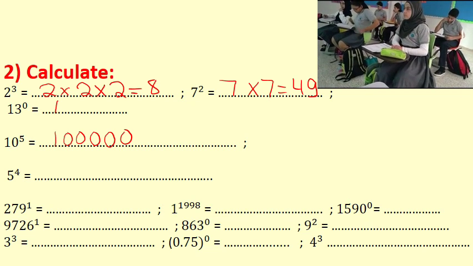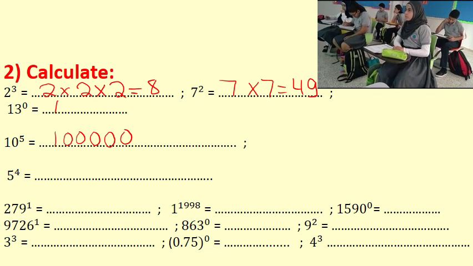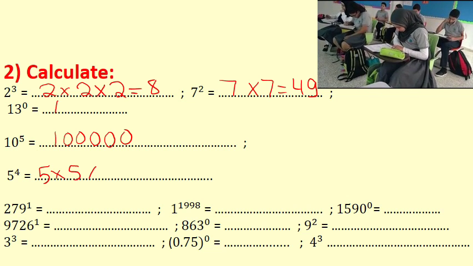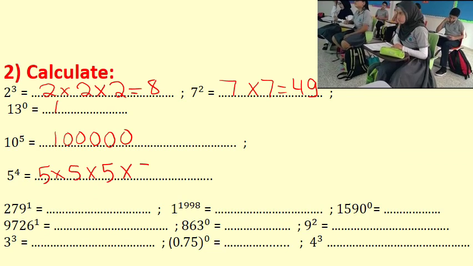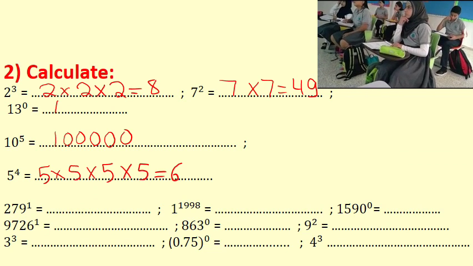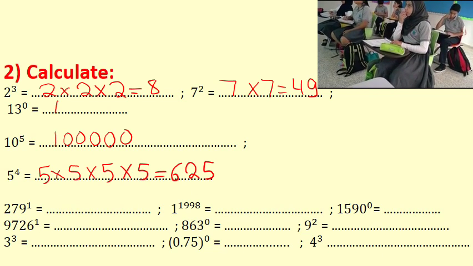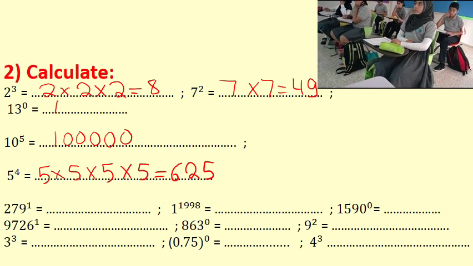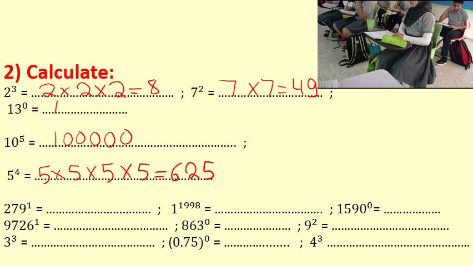Now 5 to the power 4, Badia. How can we write 5 to the power 4? 5 times 5 times 5 times 5 equals 625. If we multiply 5 times 5, it will give me 25. Then if we multiply 5 times 5, it will give us another 25. 25 times 25 is 625.